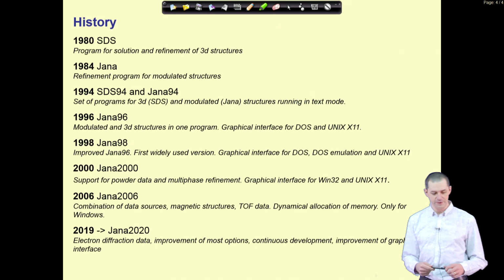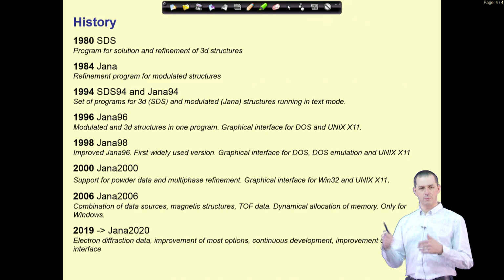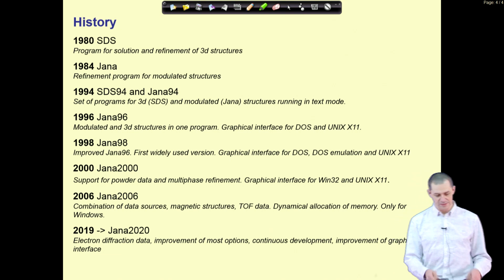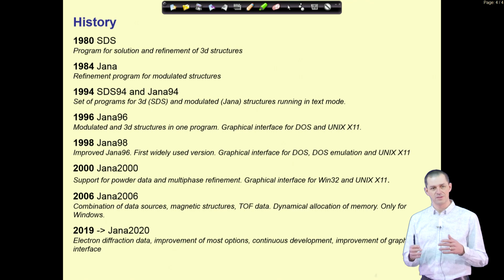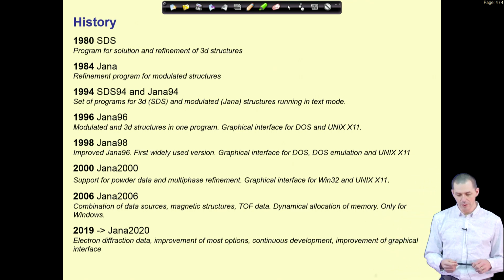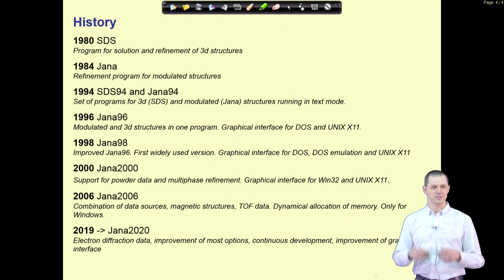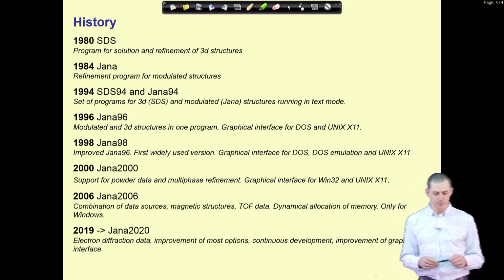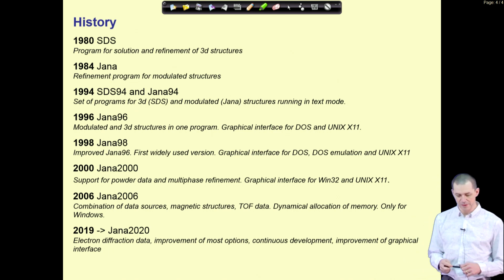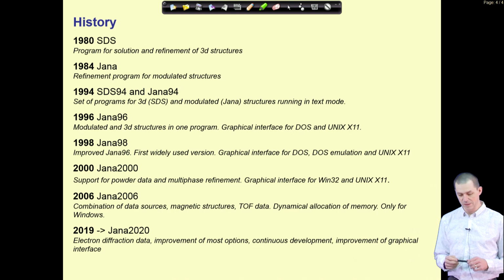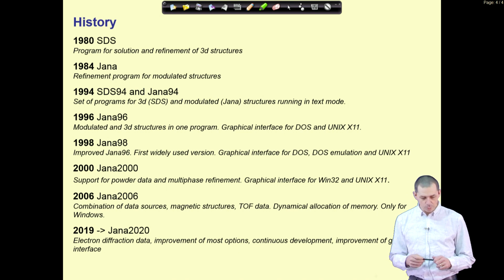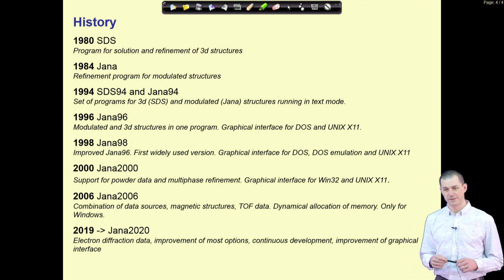Then the history continued in 1996. There was a first graphical interface, and then there was actually a continuous development of the program, and these different versions are just labels for substantially new or modified versions. So the current version that we are using is called Jana 2006, but if you go to the web page and download the latest version, it's rarely older than 1 week. So almost every day or every other day there is some modification, some bug fix, or an improvement. So it's really a continuously developed program, and we are preparing a major modification for this or next year, which will probably be called Jana 2020.